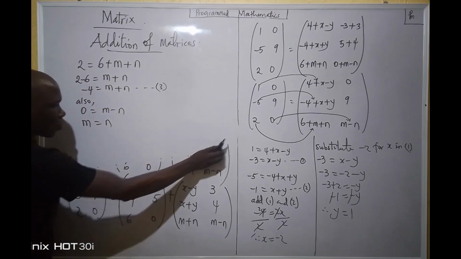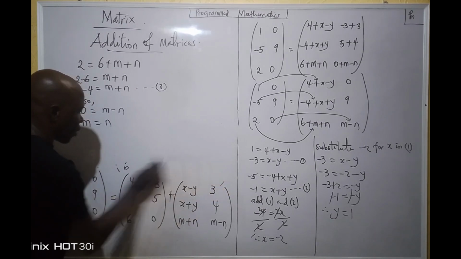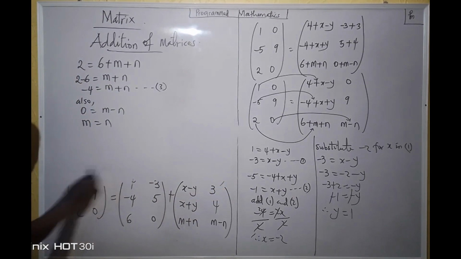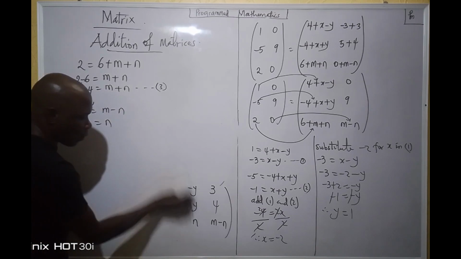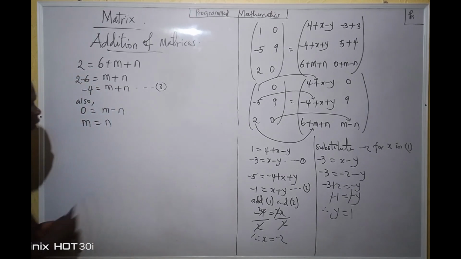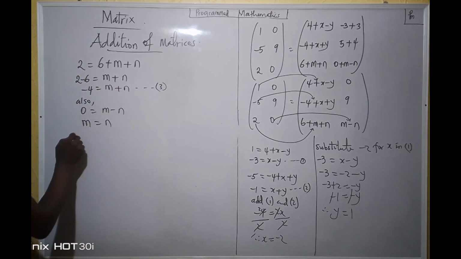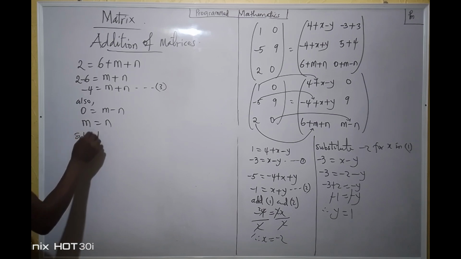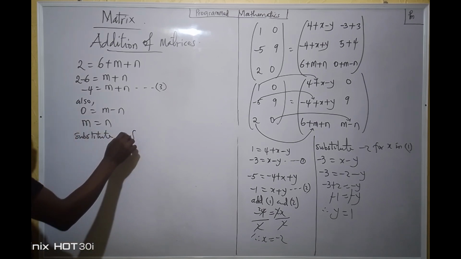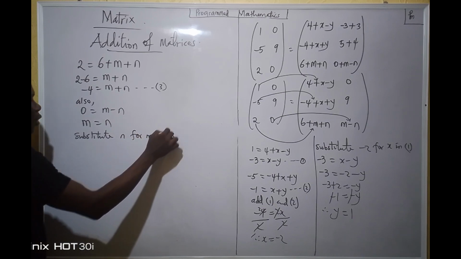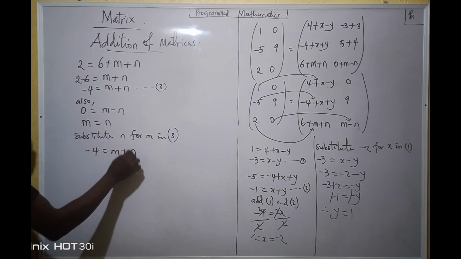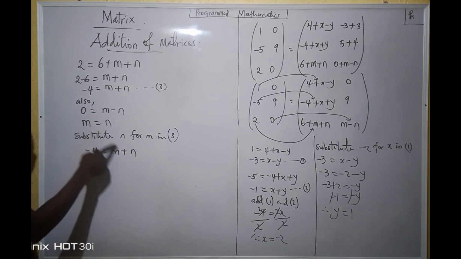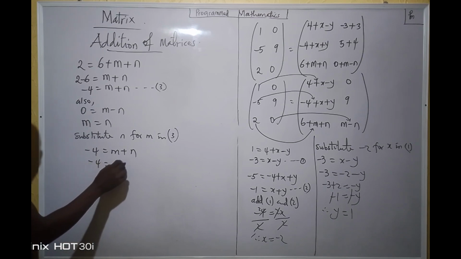Alright, so we can simply make use of the elimination method here. Now that we know m to be equal to n, we can replace m with n in the third equation. So we substitute n for m in equation 3. Equation 3 says minus 4 equals m plus n. So m now is n. So minus 4 equals n plus n. Minus 4 will be equal to 2n.